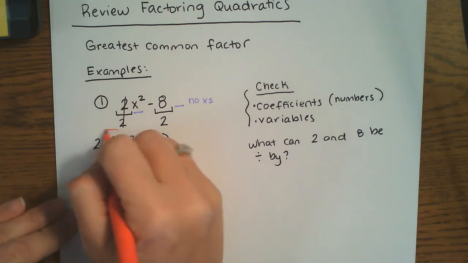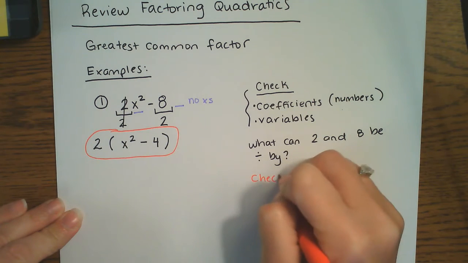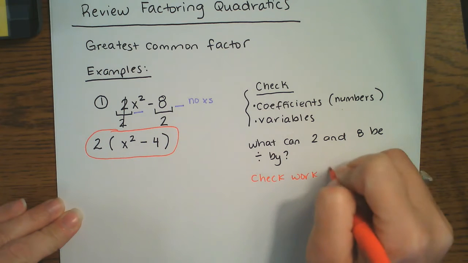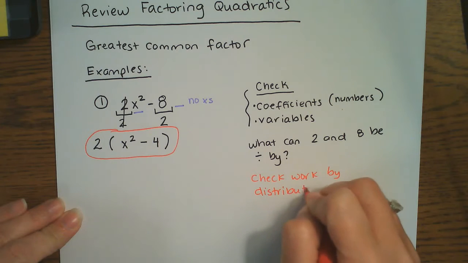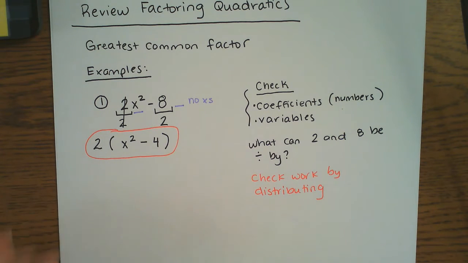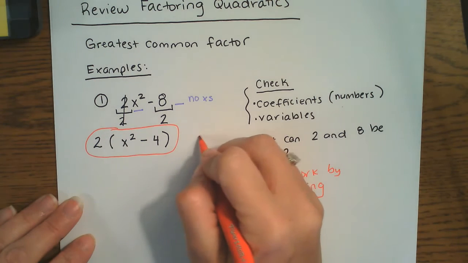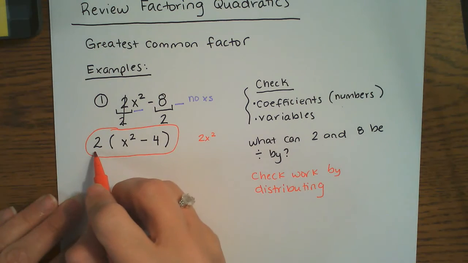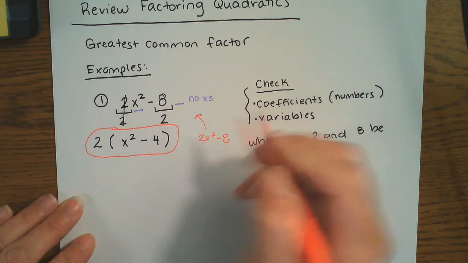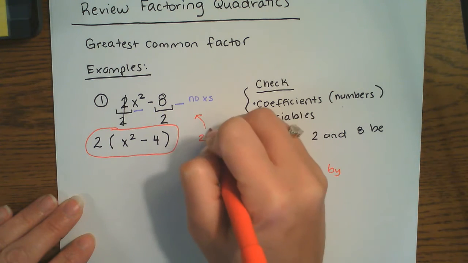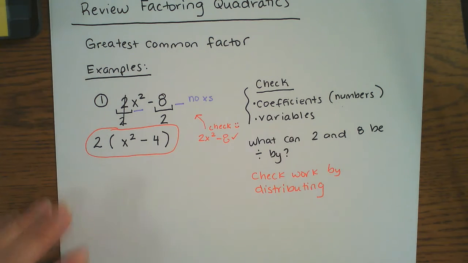Now, you can always check your work by distributing. So in case you would want to just double check that you've done this correctly, you could quickly say, okay, 2 times x squared is 2x squared, and 2 times negative 4 is negative 8. Which was our original problem. So yes, we got it correct. Yay!